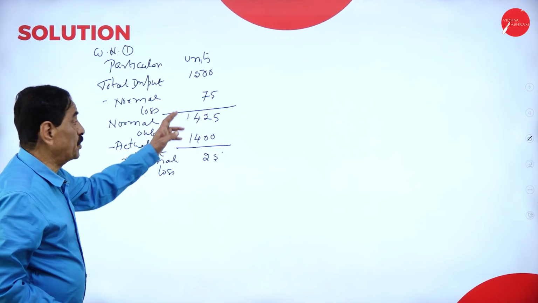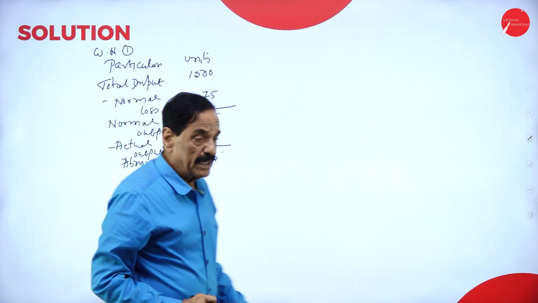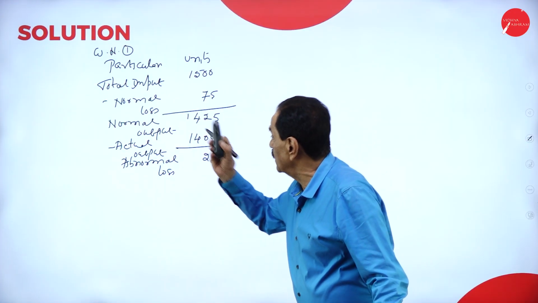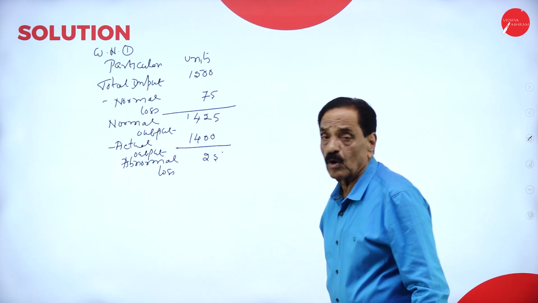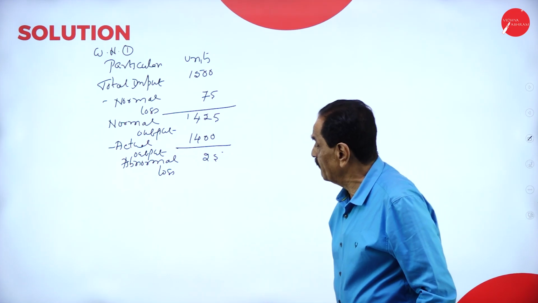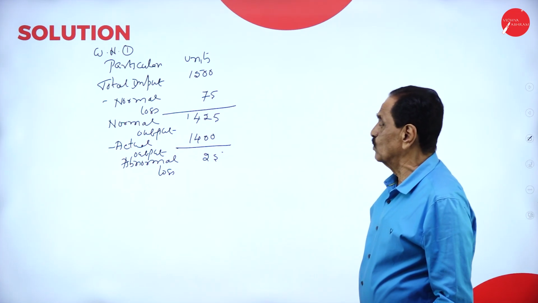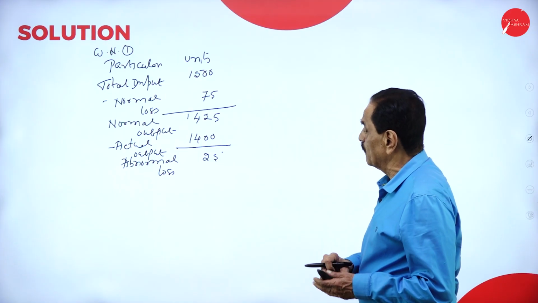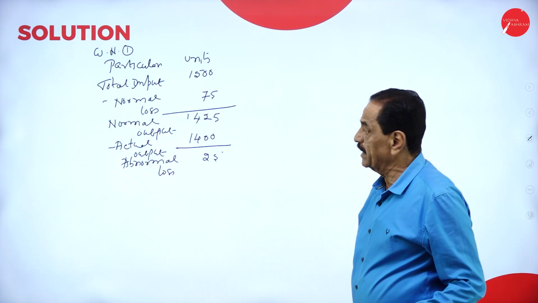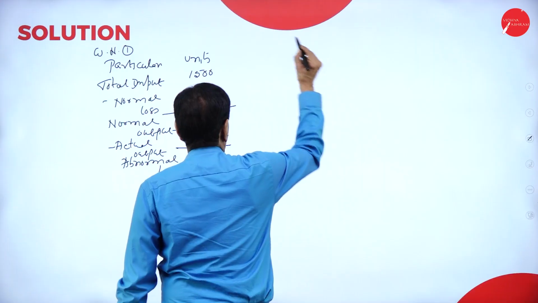So, what's your total input? 1500 units. What's your normal loss? 75. What's your normal output? 1425. What's your actual output? 1400. There was an abnormal loss of 25 units. This is working note number 1.